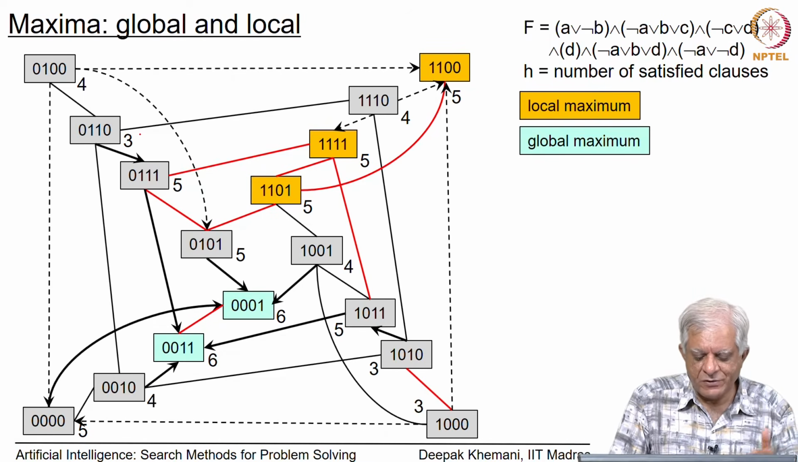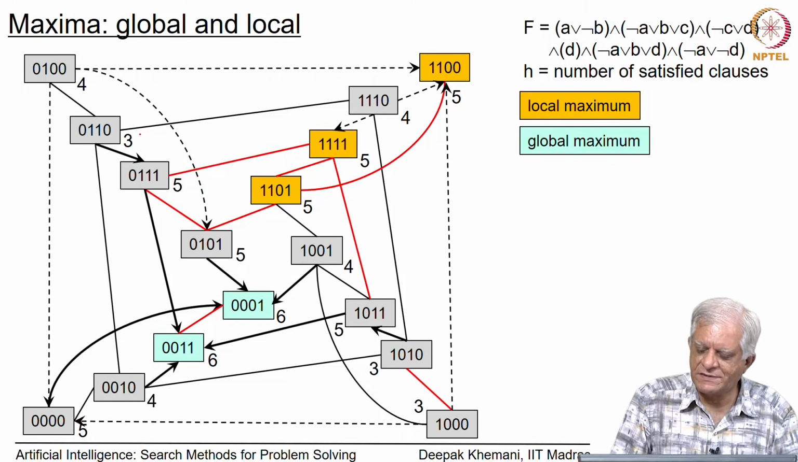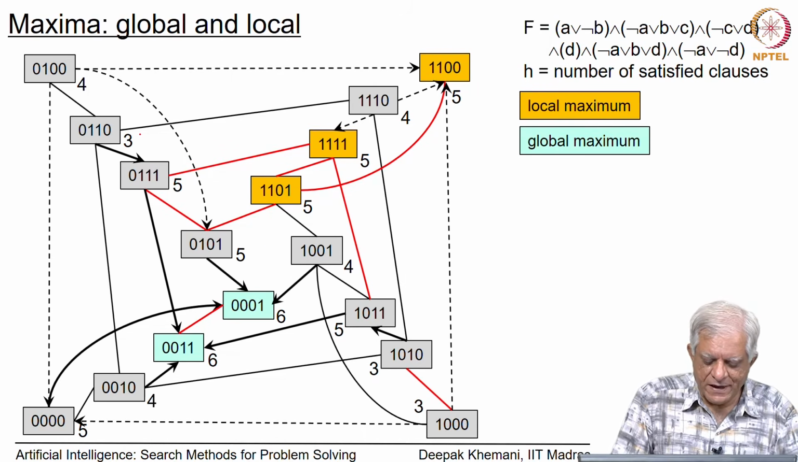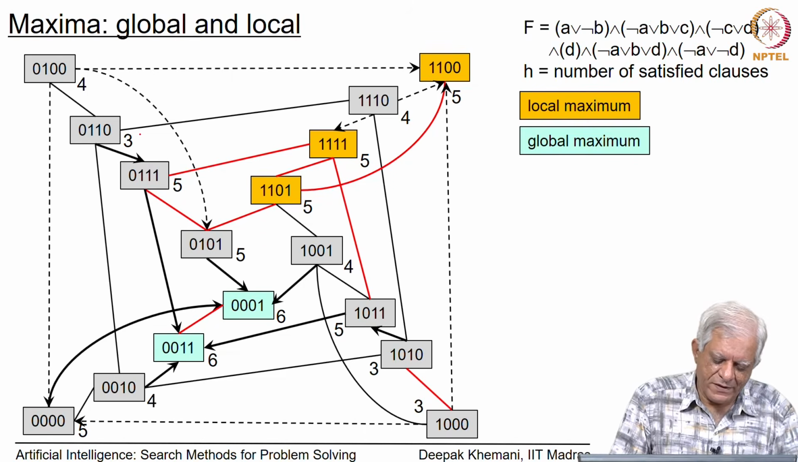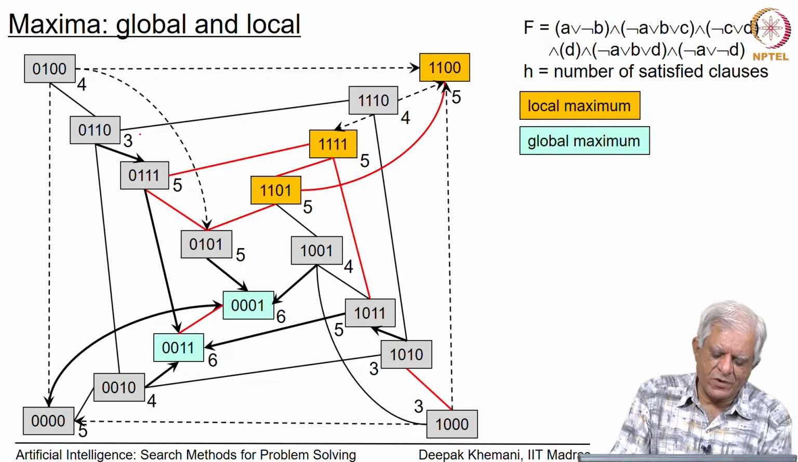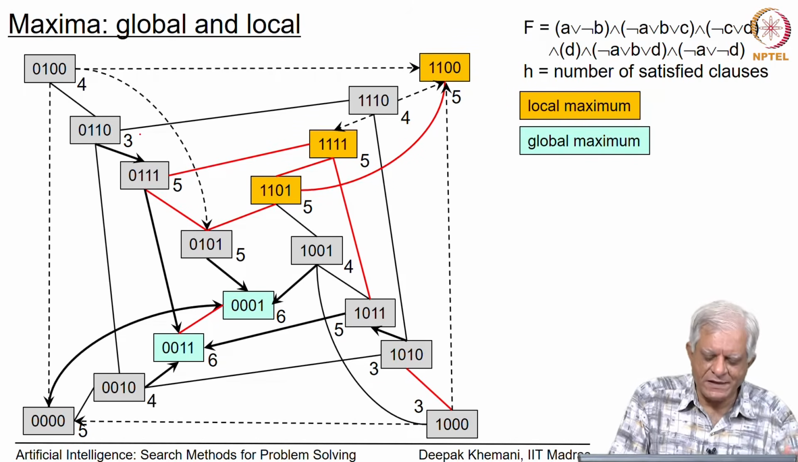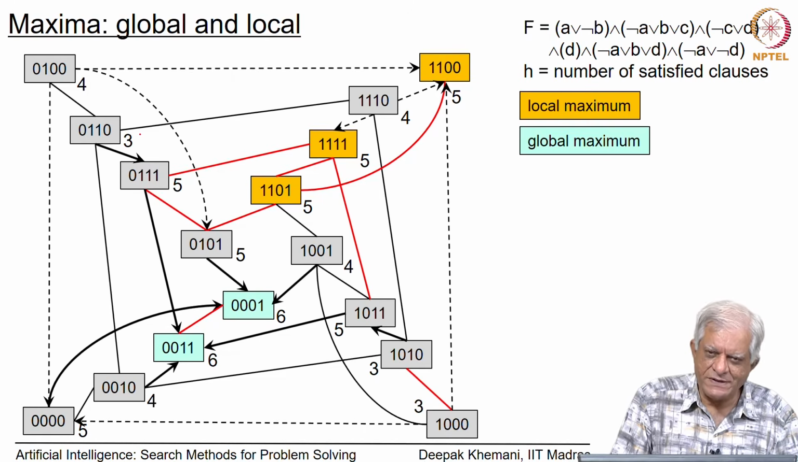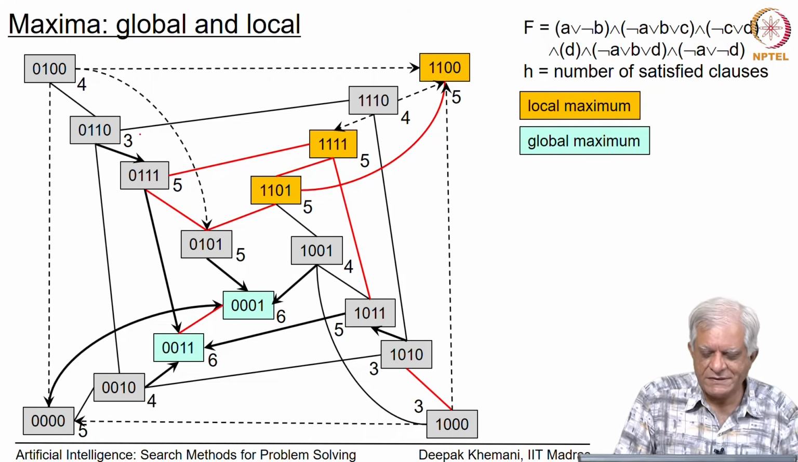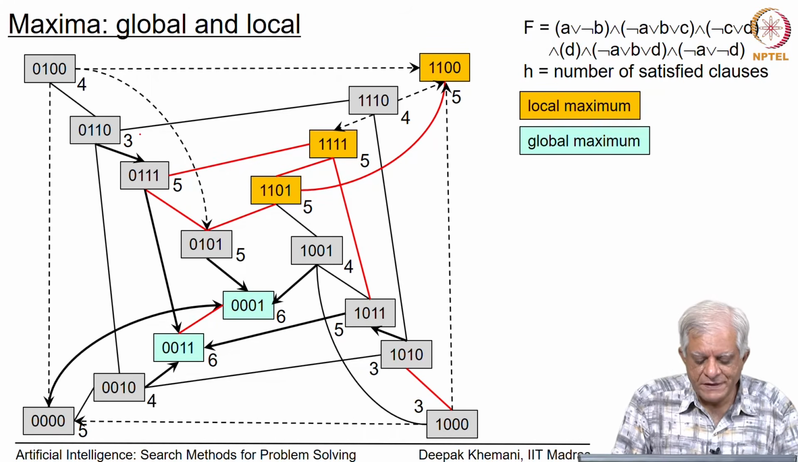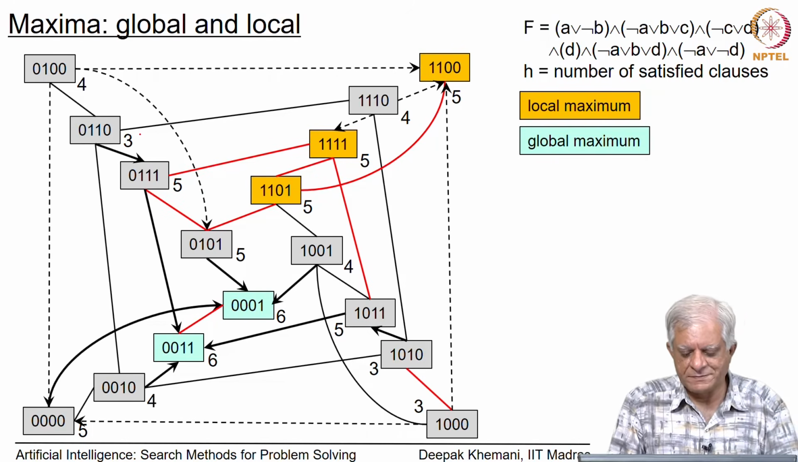So, by looking at this diagram, you can say that this particular formula would be satisfied if the last bit was 1, and it would be satisfied whether the second last bit was 0 or 1, that does not matter. The first 2 bits have to be 0, the last bit has to be 1, the third bit can be either 0 or 1, and in these cases it is a global maximum. So, the goal of our search algorithm would be to reach this global maximum.